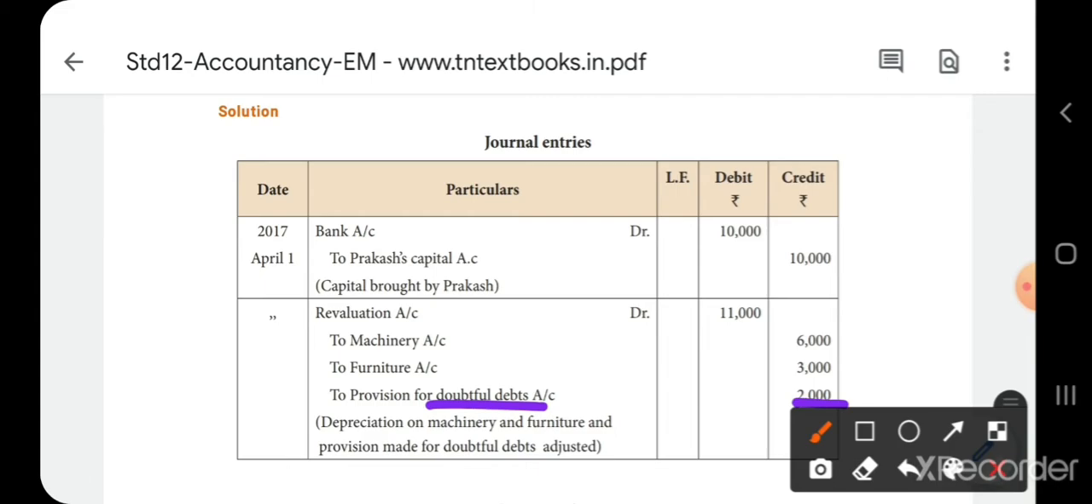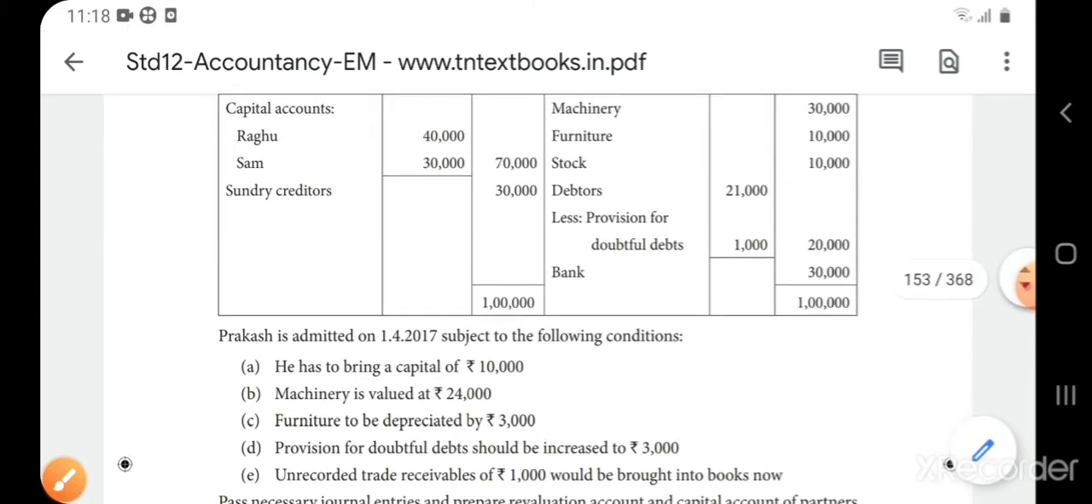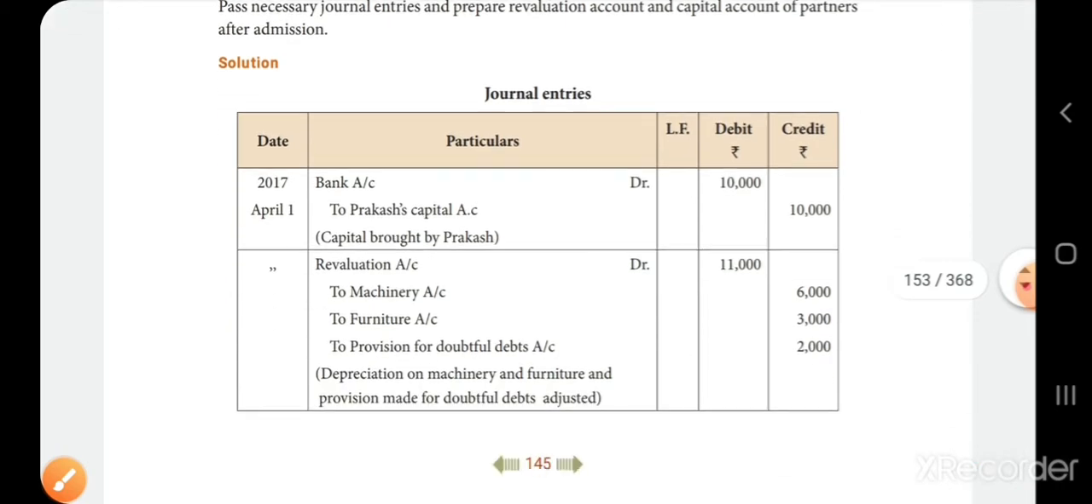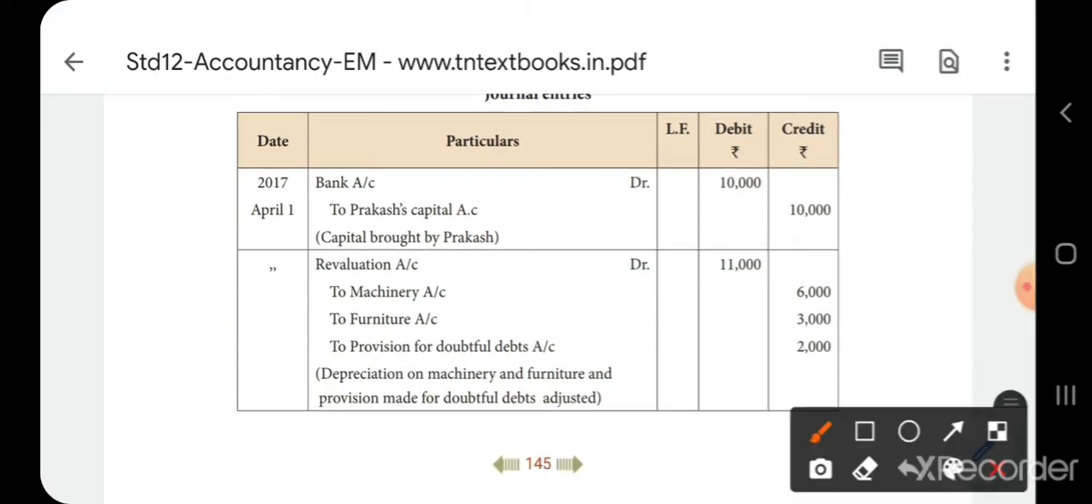Okay, 2,000. Earlier the amount was 1,000. Now you are increasing to 3,000. That means only 2,000 is increased. Okay, so that 2,000 you will show on the revaluation account debit side. Now since all the three are on the debit side of revaluation account, you are giving a combined entry. Revaluation account debtor to machinery, to furniture 3,000, to provision for doubtful debts 2,000. So this 2,000 is 3,000 minus 1,000.